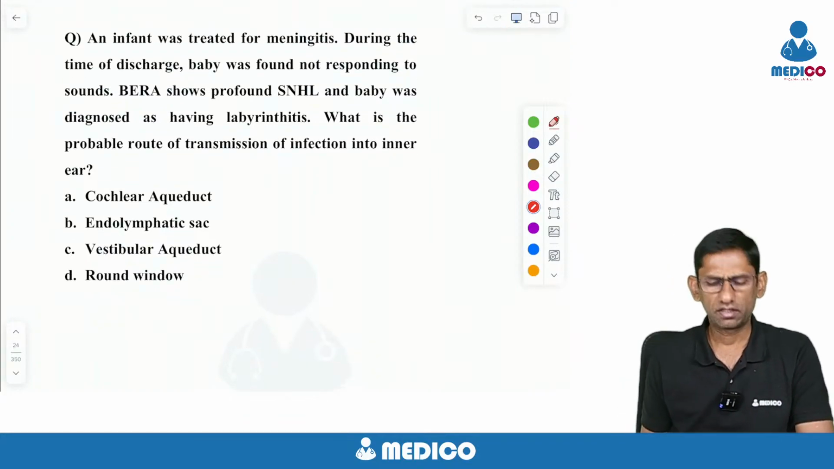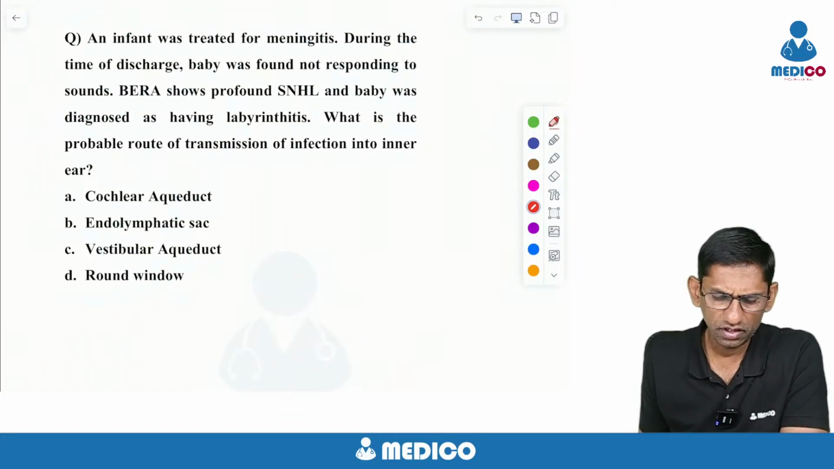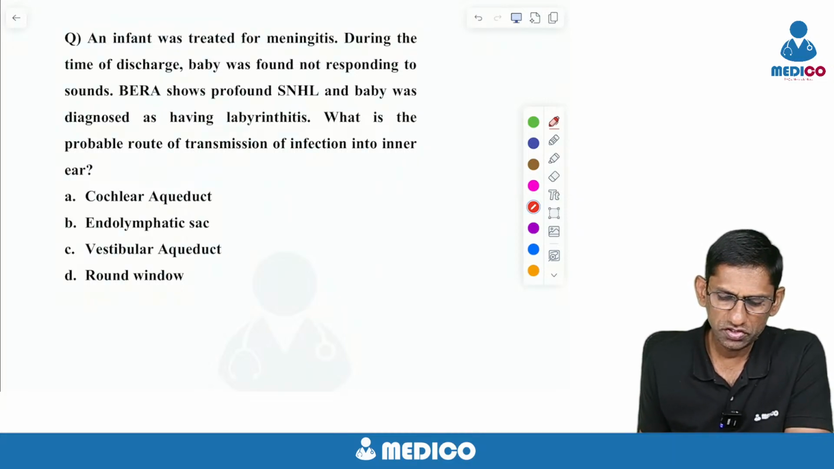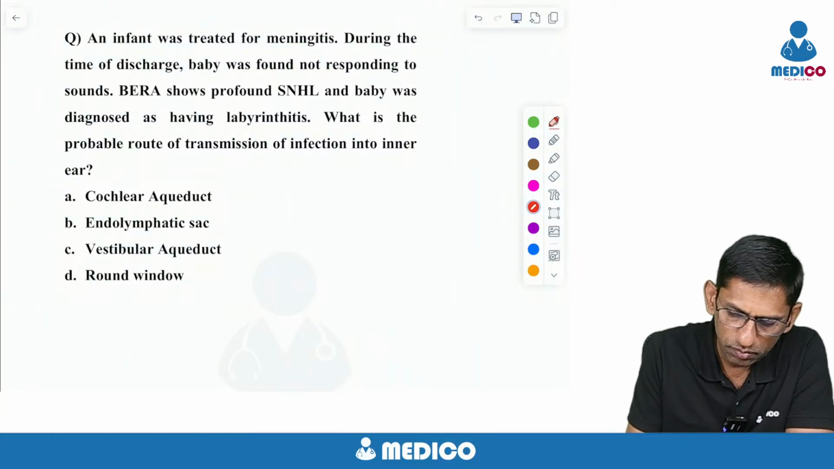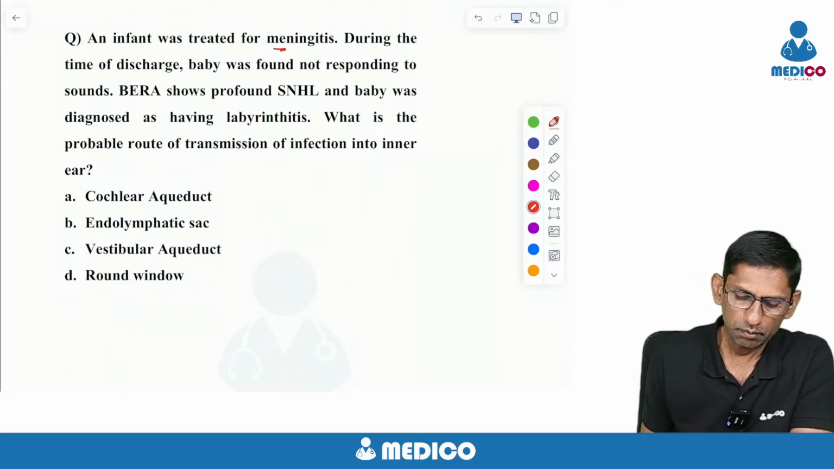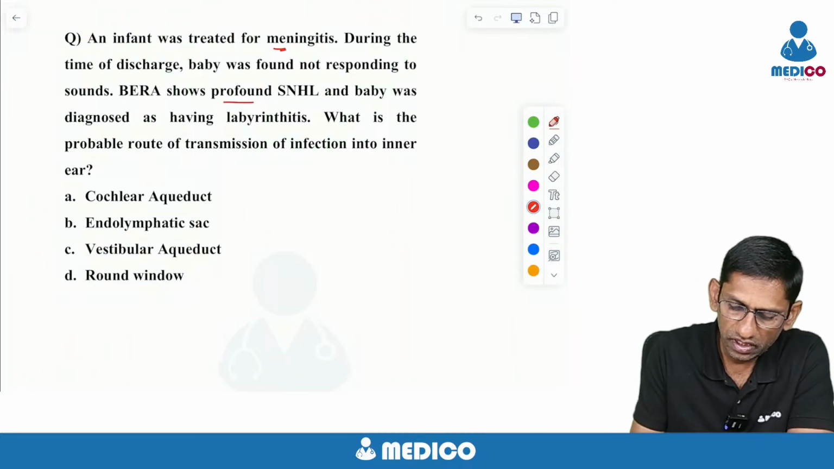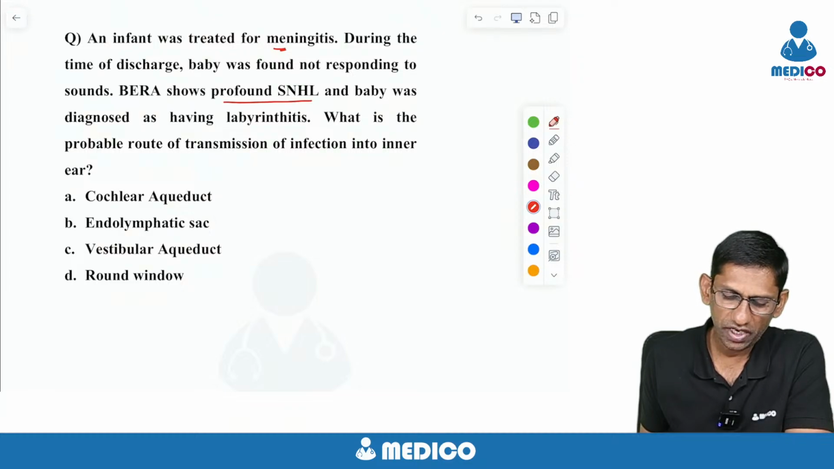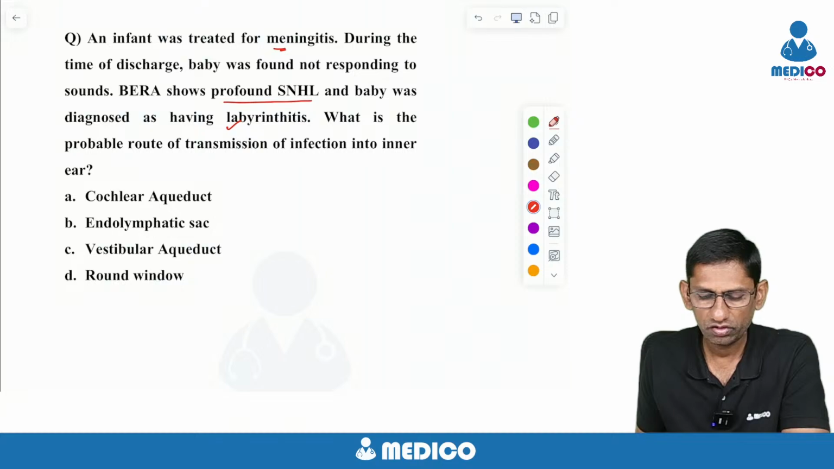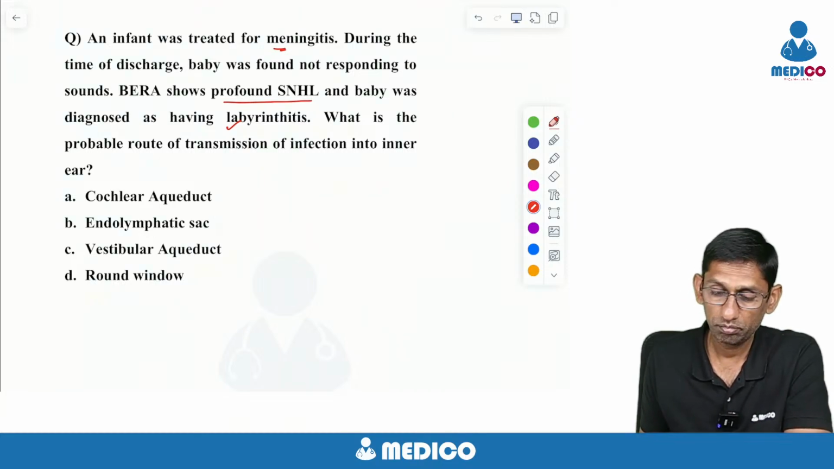Coming to the inner ear, points to note in the inner ear. An infant was treated for meningitis. During the time of discharge, the baby was found not responding to sounds. BERA shows profound SN hearing loss, and the baby was diagnosed as having labyrinthitis. That's why the baby has profound SN hearing loss after meningitis.